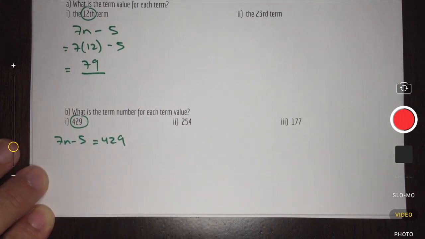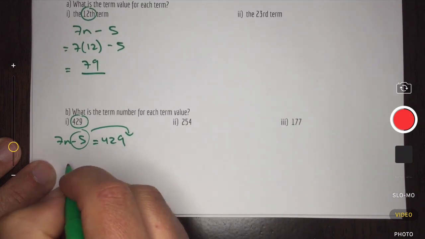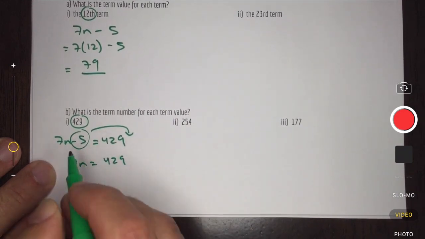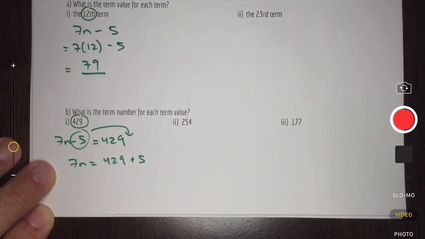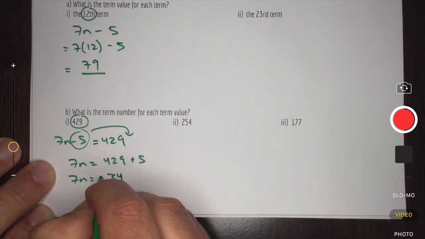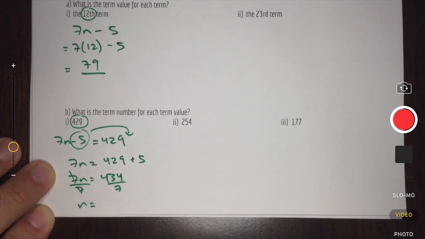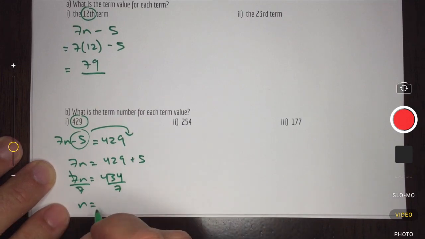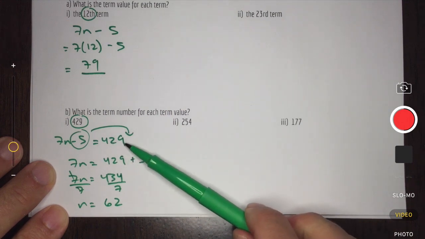We then have to just work through to figure out what our term number is, or the value of n is. So we can take our minus 5 and move it over. So 7n equals 429. It's a minus 5 over here, so it's got to become a plus 5 over here, because remember, the operation switches when it crosses the equal sign. So 7n equals 434. And when we divide both sides by 7 to get n all by itself, we calculate that n has a value of 62. So if we were looking for a specific pattern, term number 62 would have a value of 429.